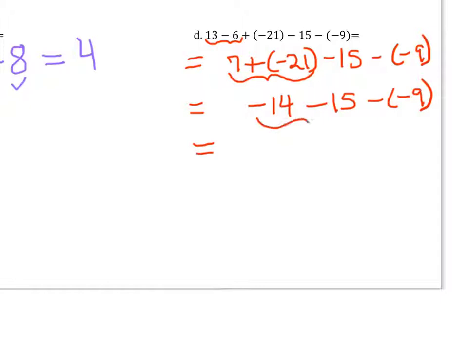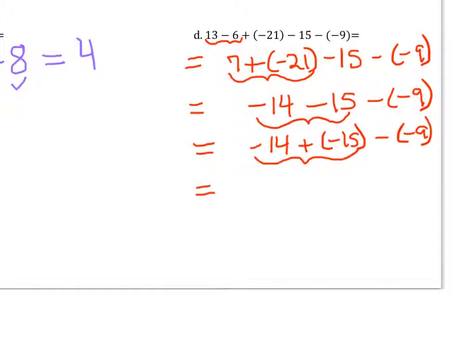Now that I have this subtraction here, remember, subtraction is the same thing as adding the opposite. So the opposite of 15 is negative 15. That's going to be the same thing as a negative 14 plus a negative 15. And now that's like addition. Since the signs are the same, I'm going to add 14 and 15. That's 29, and I'm going to keep their same signs. So that's a negative 29.